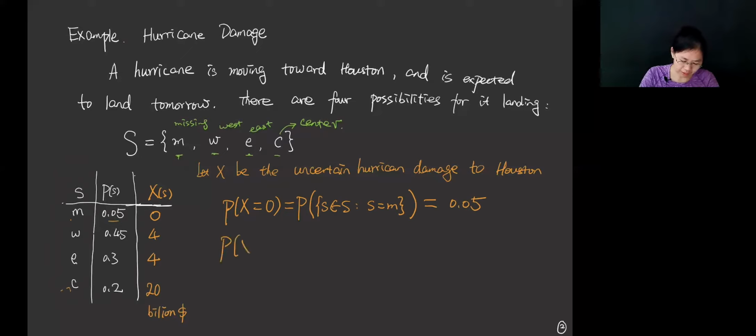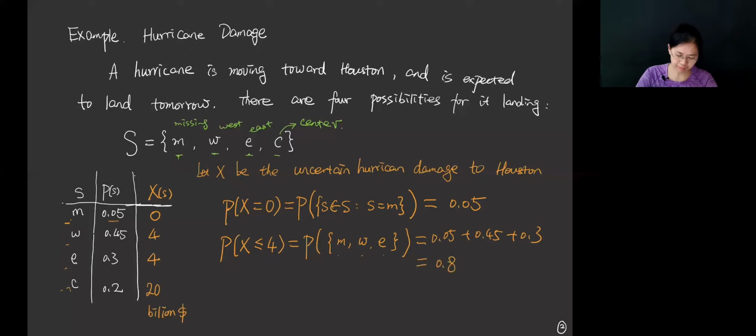What about the probability that the damage is less than or equal to $4 billion? And that corresponds to three states, three outcomes in the sample space, M, W, and E. So that should equal P of {M, W, E}. And now we can add up the probability of these three outcomes. That's 0.05 plus 0.45 plus 0.3. And that is 80%. So there is 80% chance that the hurricane caused less than or equal to $4 billion of damage.